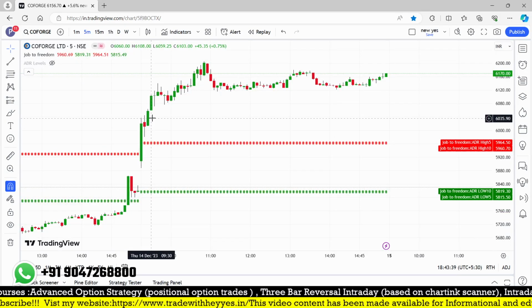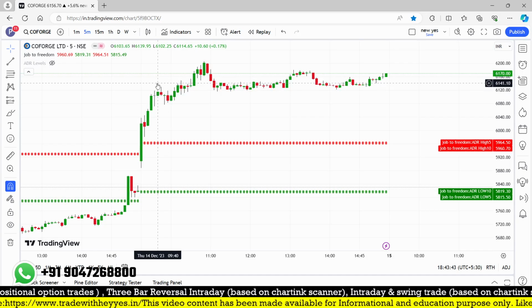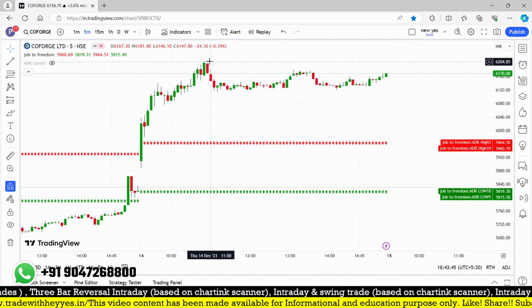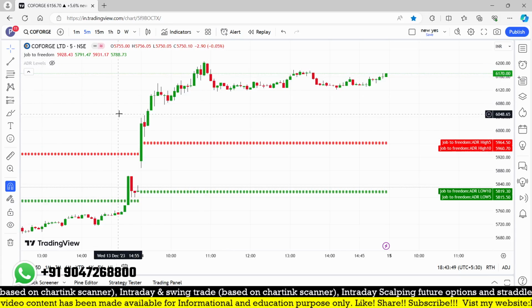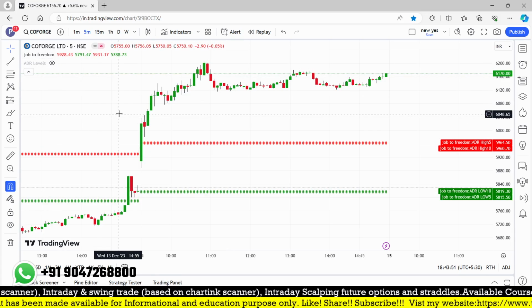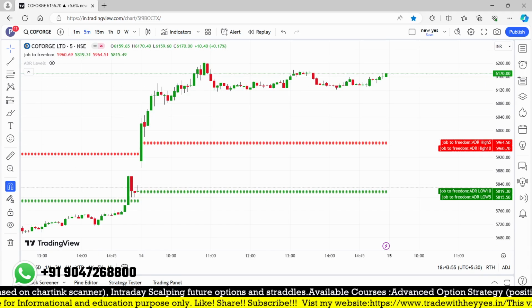Here the first candle broke 6000, and it went up quickly to 6141, which is a big move, and then 6200. So on this 5 minutes scan, 3-4 trades are good enough, but the first 5 minutes high has to break. If it is not broken, then you don't go for the opportunity.